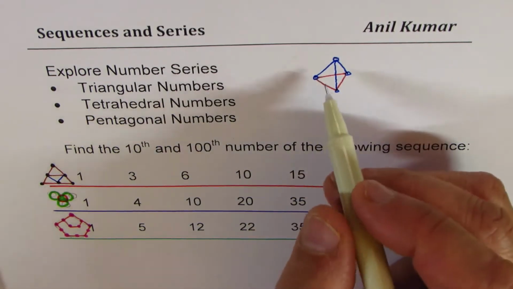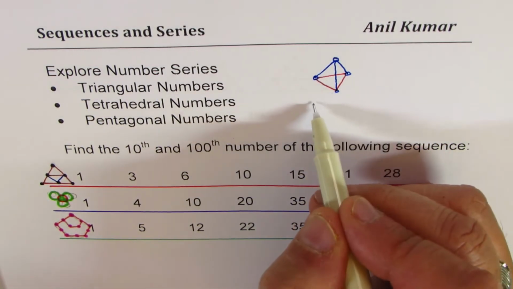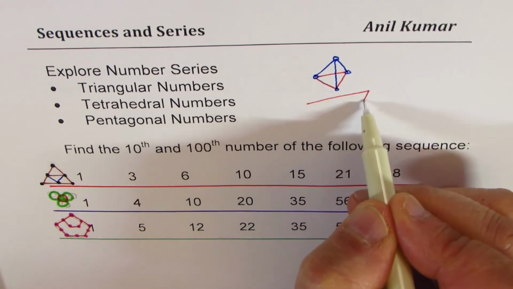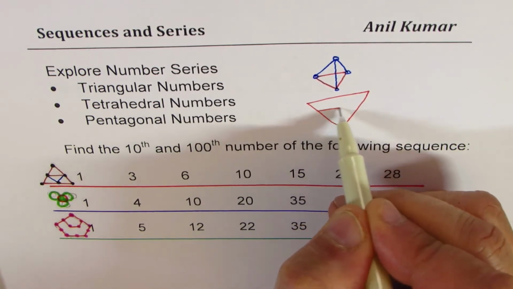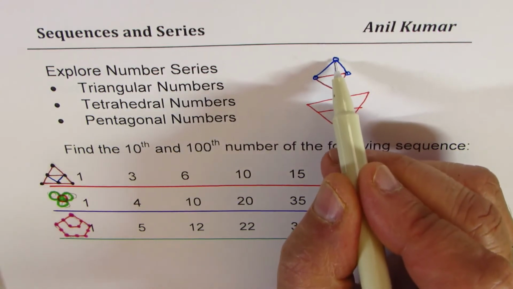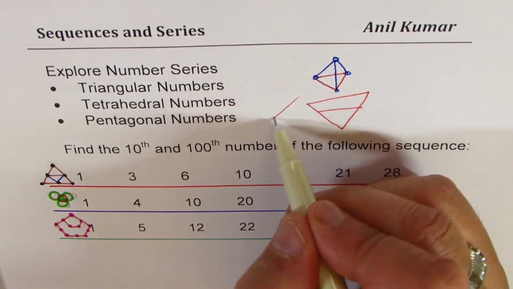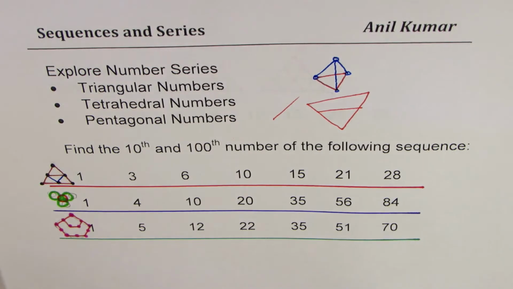Now it could be extended, right? So you could have a bigger triangle here. So you could have a bigger triangle kind of here. Do you understand? Kind of like this. And I should have made it much bigger so that it comes here and then builds on, kind of.